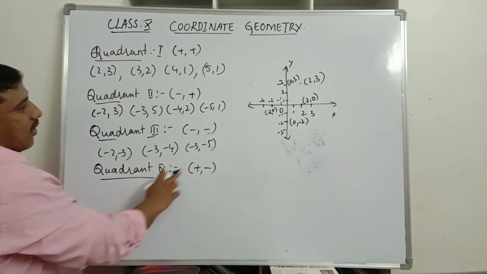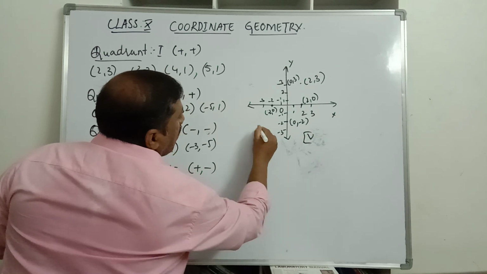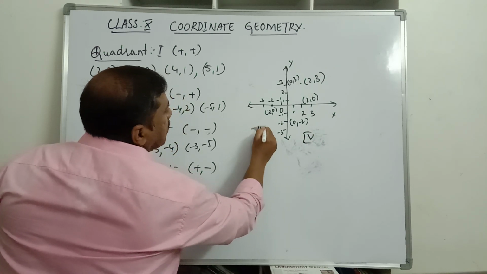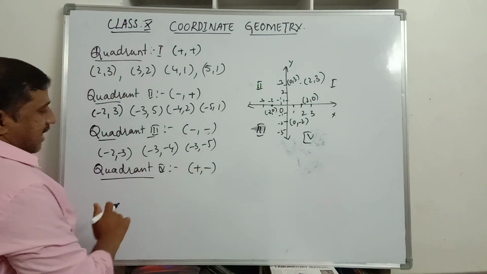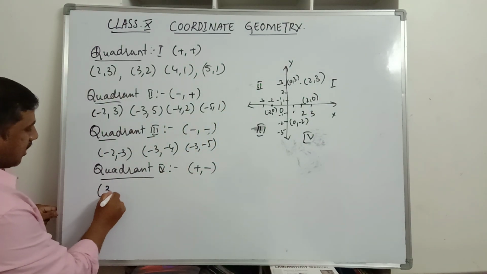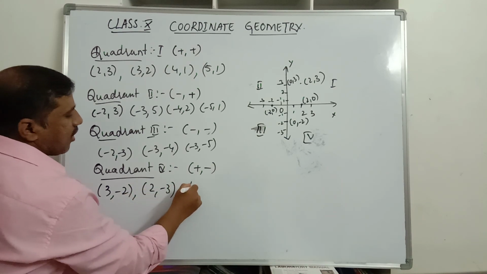In quadrant 4, x is positive and y is negative. Therefore, the points are 3, minus 2, 2, minus 3, 4, minus 5.